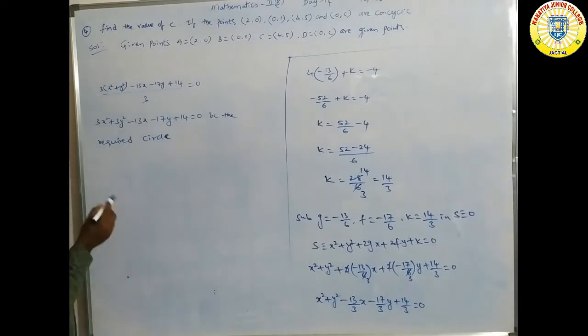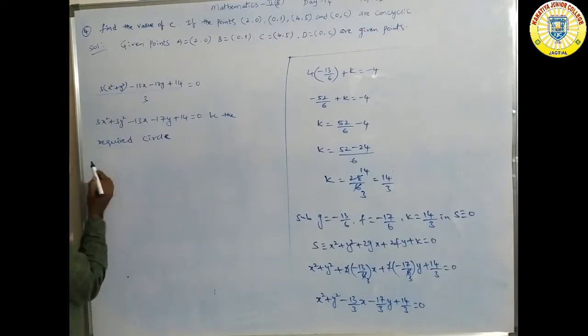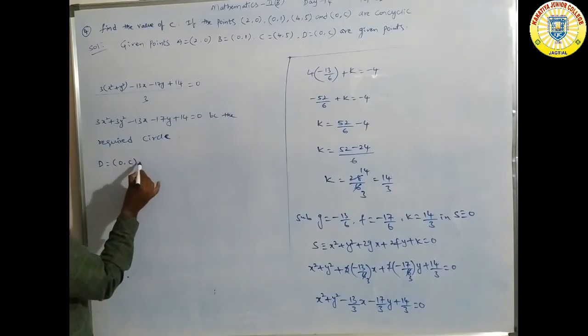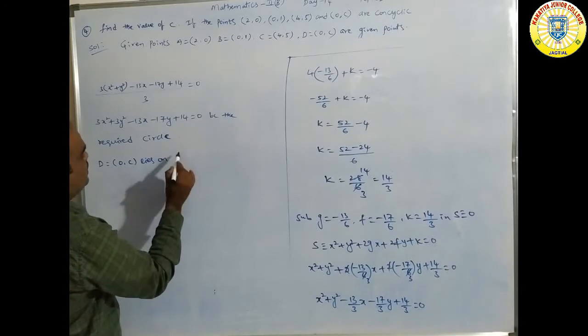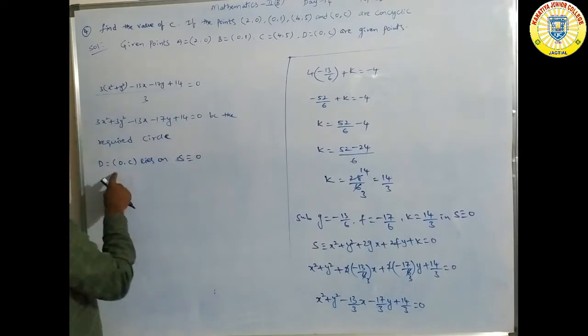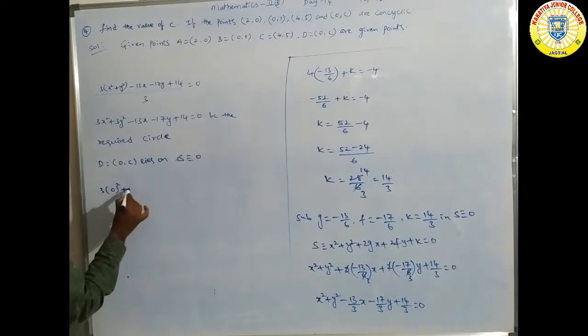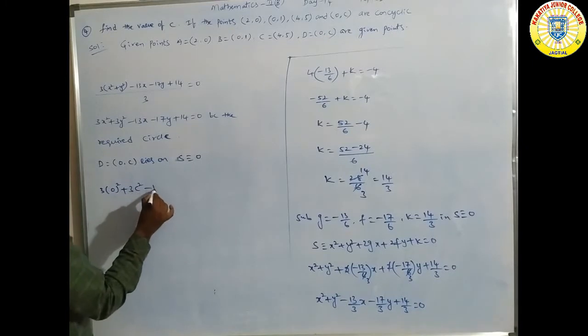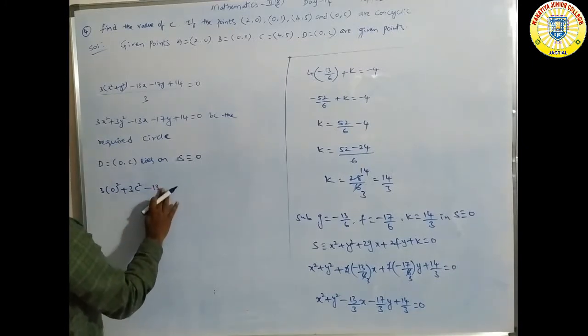The circle passes through the 3 points A, B, C. Here D is equal to 0. C lies on the circle S equal to 0. That's why in this equation we put x equal to 0 and y equal to c: 3 into 0 square plus 3 into c square minus 13c plus 13 into 0.